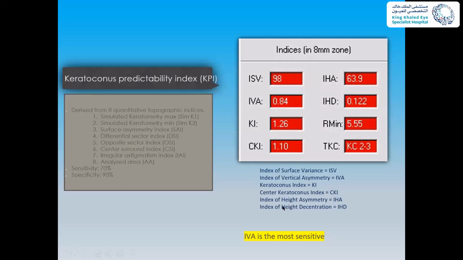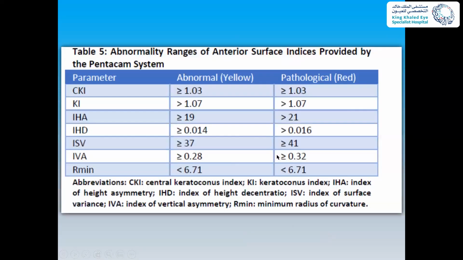Vertical asymmetry is probably the most sensitive among all of these. And these are the different readings. If someone wants to remember them by heart, by all means, they can remember it.